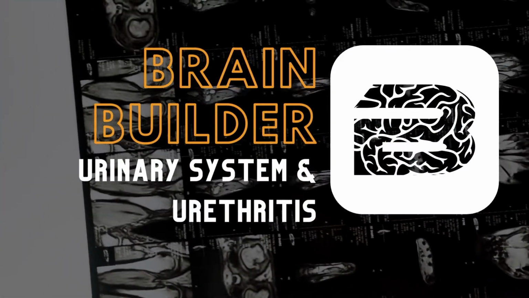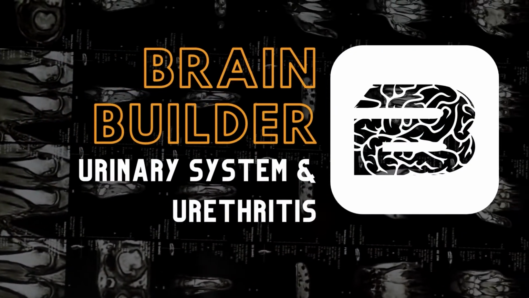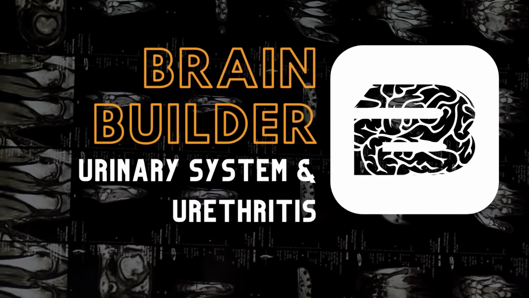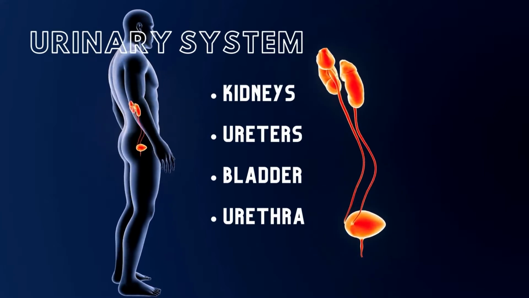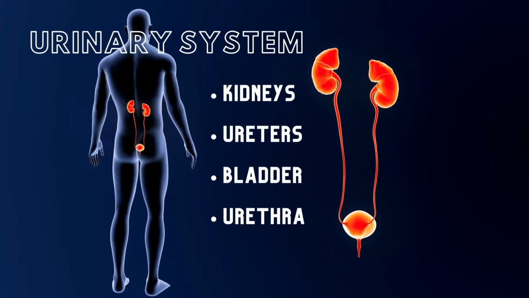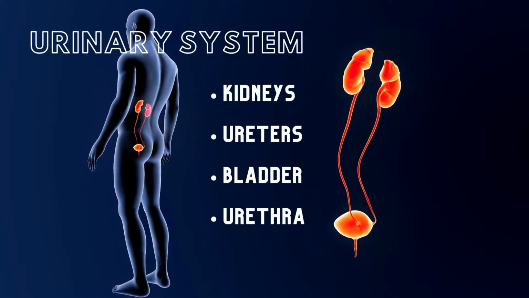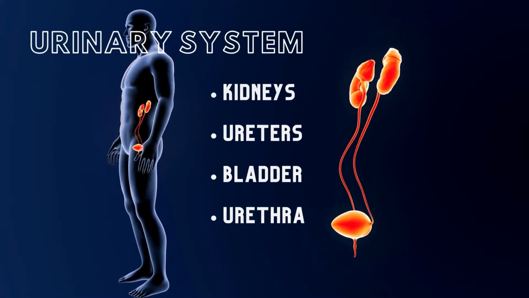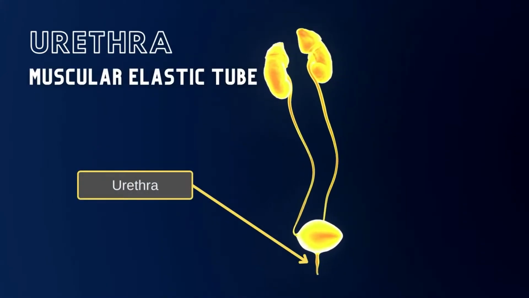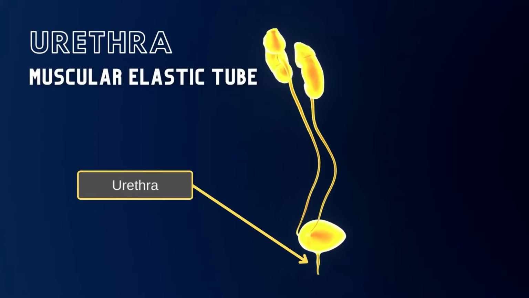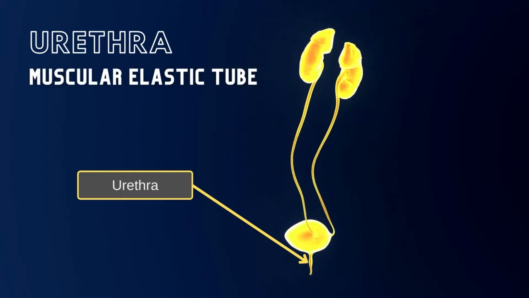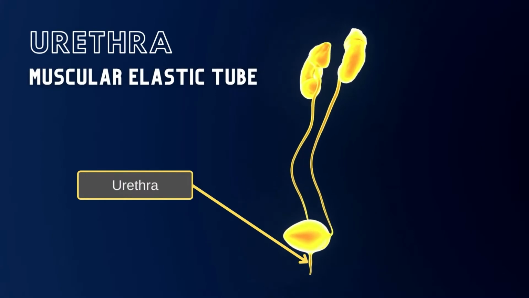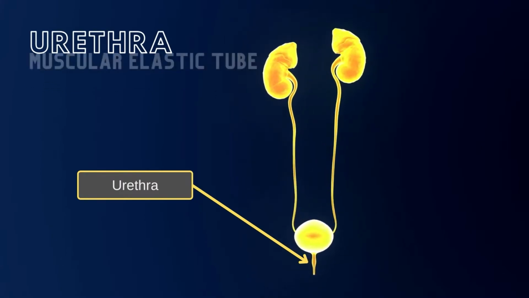Today, we are going to look at a BodyViz brain builder about the urinary system and urethritis. The urinary system consists of the kidneys, ureters, bladder, and urethra. The urethra is a muscular elastic tube connecting the urinary bladder superiorly to the exterior environment. The passage of urine is assisted by peristaltic contractions of smooth muscle layers lining the wall of the urethra.